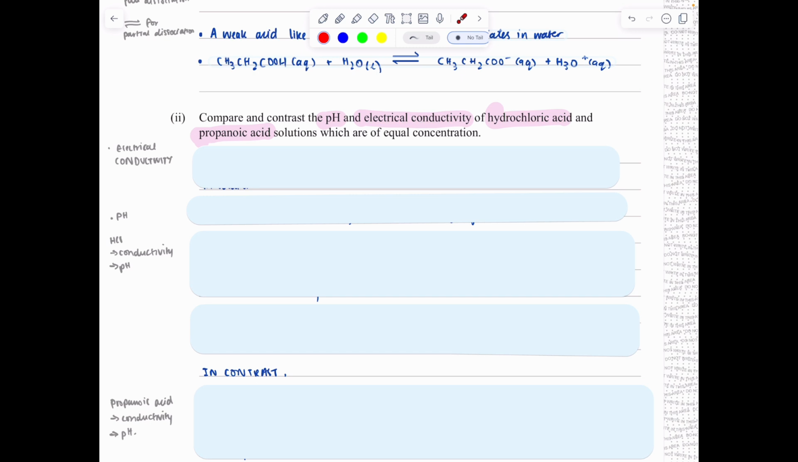First, let's talk about electrical conductivity and what that depends on. Electrical conductivity depends on the concentration of free-flowing ions or charges in a solution.